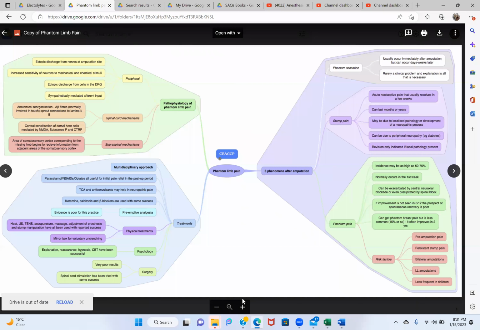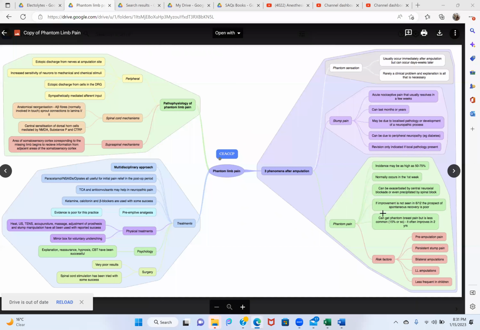What about the regional? I'm sorry, your voice is cut off. Could you say it again, please? Actually, I don't have the correct answer on this point. I cannot explain because they have written it can be exacerbated by a central nervous block or even precipitated by spinal block. My concept was a little bit different.